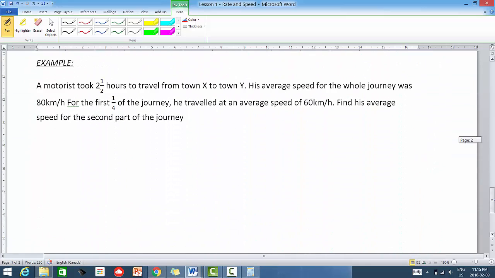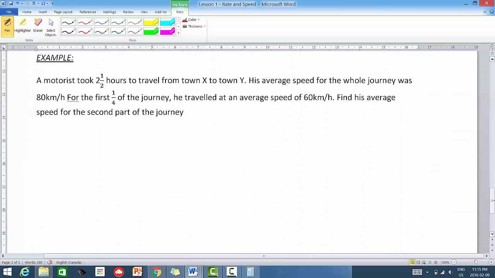There's a lot that's happening here. Okay, we'll read through it first. A motorist took 2.5 hours to travel from town X to town Y. His average speed for the whole journey was 80 kilometers an hour. For the first quarter of the journey, he traveled at an average speed of 60 kilometers an hour. Find his average speed for the second part of the journey.